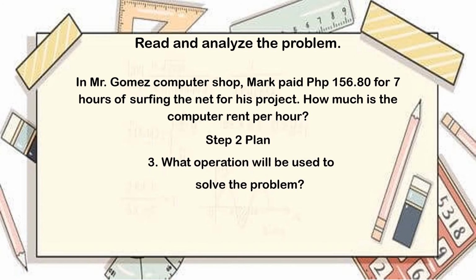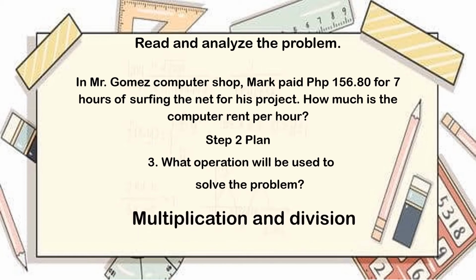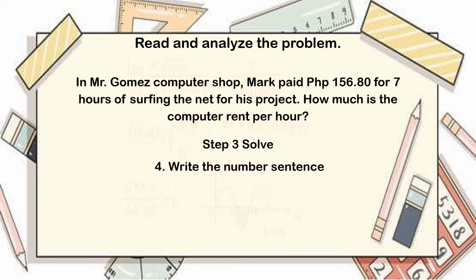Number 2 step, under plan. The question to be answered. What operation will be used to solve the problem? So you have to think the operation to be used in order to solve the problem. Yes, the answer is multiplication and division. Let's have step number 3, under solve. The question, write the number sentence, or another term for number sentence, we will have equations or mathematical sentence. So how will you write, children, the number sentence or the mathematical sentence in the problem? The operations are given while ago, multiplication and division.